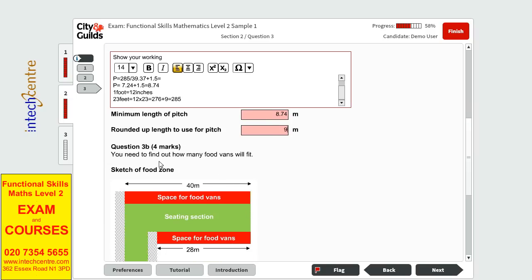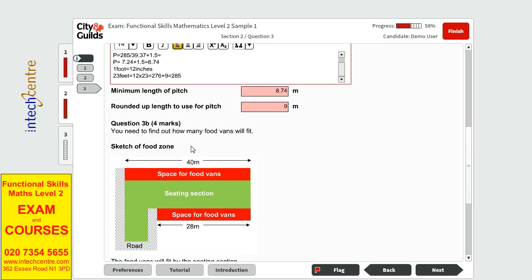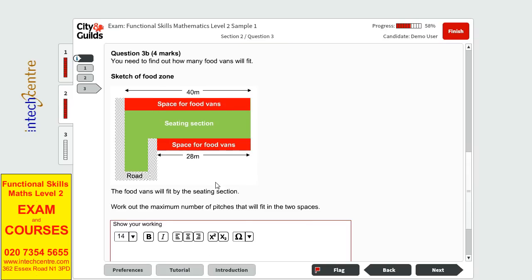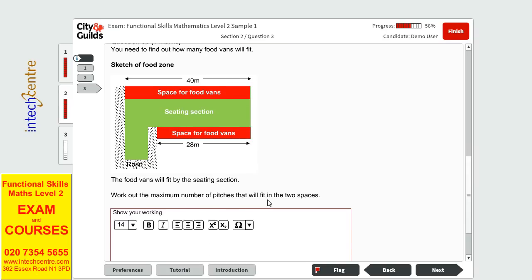And now we can move on to the next question, which is question 3b. It has 4 marks. We have to find out how many food vans will fit. So the food vans will fit by the sitting section in the red area here and here. We have to work out the maximum number of pitches that would fit in the 2 spaces. So we have 40 on one side plus the 28 on the other side. We have a total of 68.